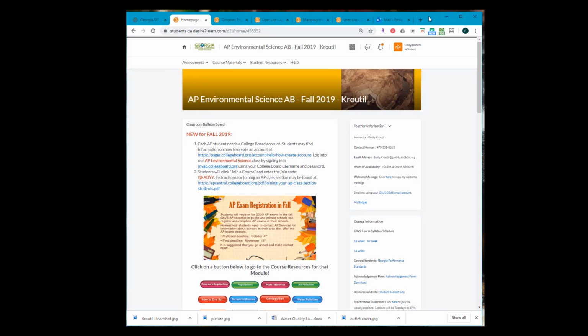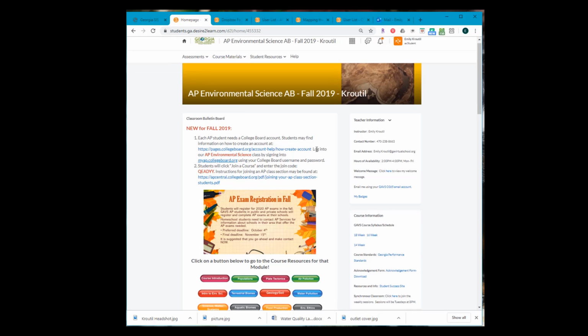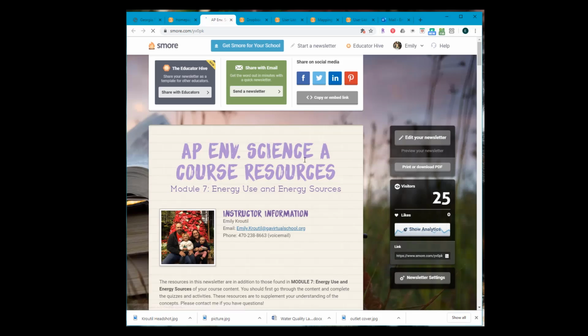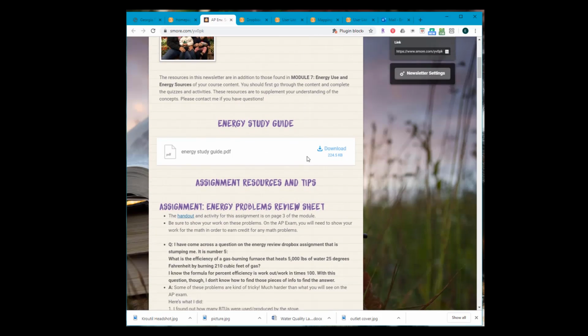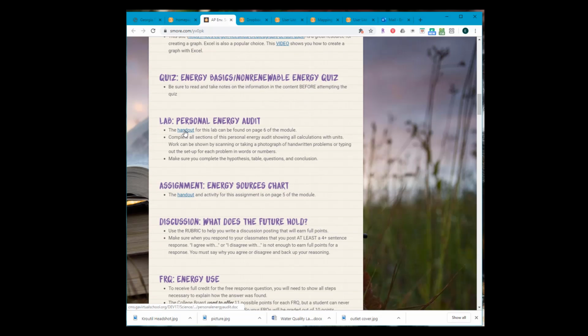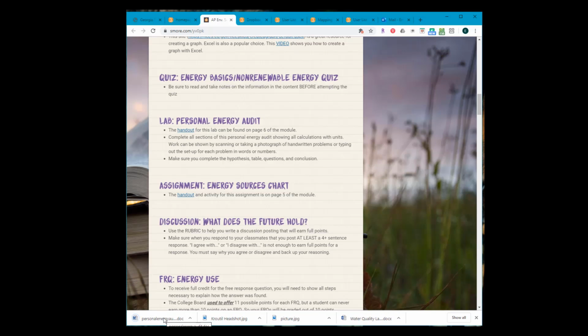So what I'd like to do today is discuss the Personal Energy Audit Lab. There's a couple ways you can get to this lab. You can go to Course Materials, click on the content, go to the Energy unit, and click through the pages till you find the assignment. Or the way I go to get to them is I just click here on the Energy Use and Sources button. And then I go to Personal Energy Audit and I download it.